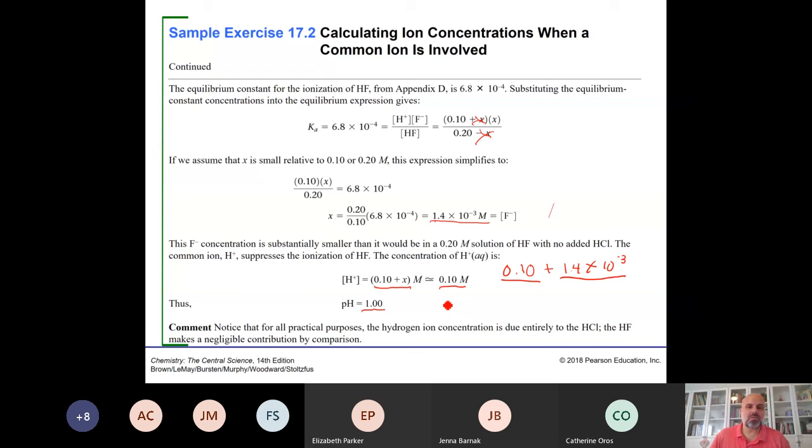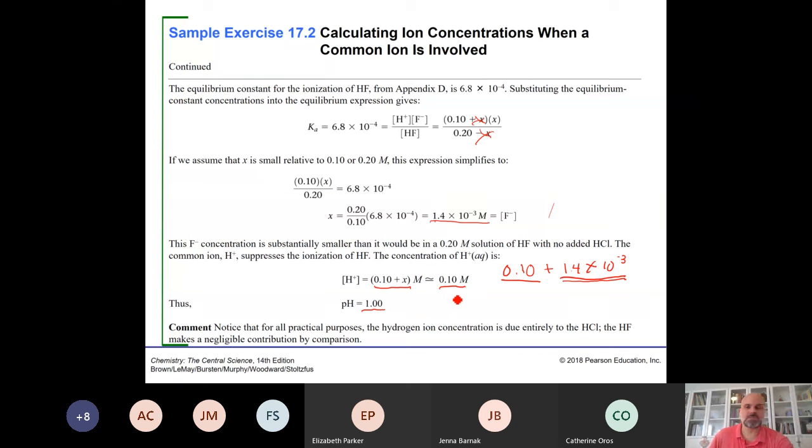And there's a comment at the bottom that says, notice that for all practical purposes, the hydrogen ion concentration is due entirely to the HCl. That's what I just said. So the HF is only adding 1.4 times 10 to the minus 3, which has very little effect on pH. It would be out in the third, maybe fourth decimal place.